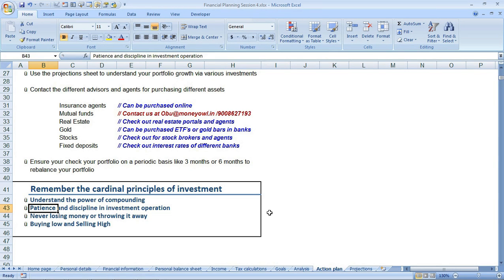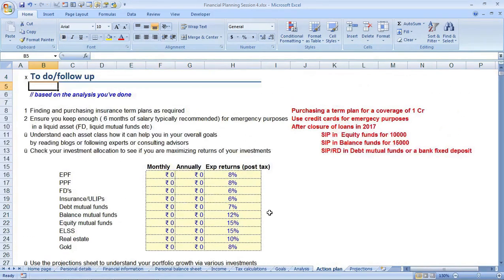So this is where your overall understanding of different asset classes and how they fit in your goals and your portfolio matters. You can read about each of these asset classes, how EPF, PPF work, fixed deposits, insurance, debt mutual funds, balanced mutual funds, equity mutual funds, real estate, gold, how these prices vary with time and with economic cycles, and you can plan your own future and achieve your goals.